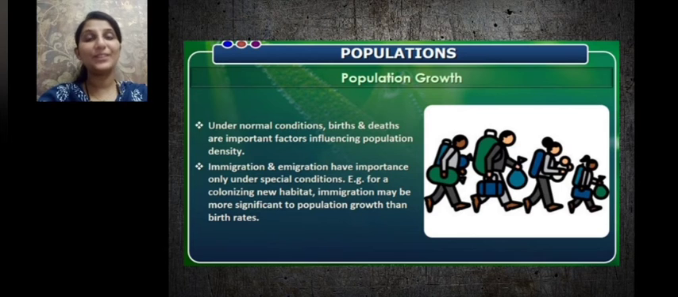Dear children, in this module, we learned about the formula to calculate the population density of a particular population and the four factors which influence the population density, that is natality, mortality, immigration and emigration.